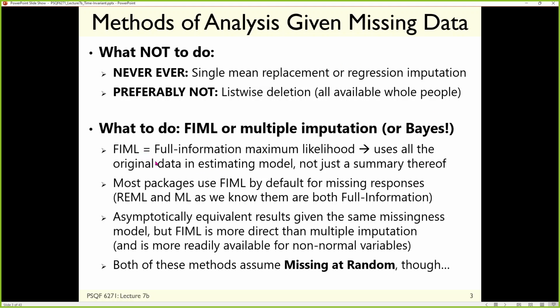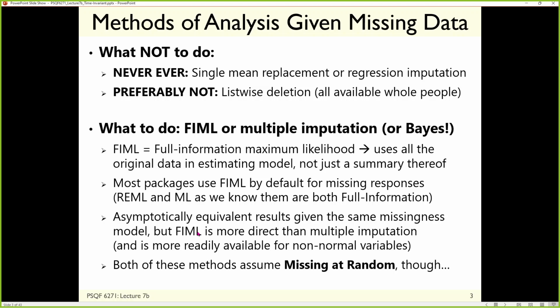FIML, as it is pronounced, is one way that people address missing data. Full information maximum likelihood. That's what we've been doing the whole semester, by the way. That's not different. We've been doing FREML, which is not an acronym, but I'm trying to make it one. So residual maximum likelihood is full information. That term just means that you use all of the original data in estimating the model parameters, rather than summarizing the data into some kind of covariance matrix first.